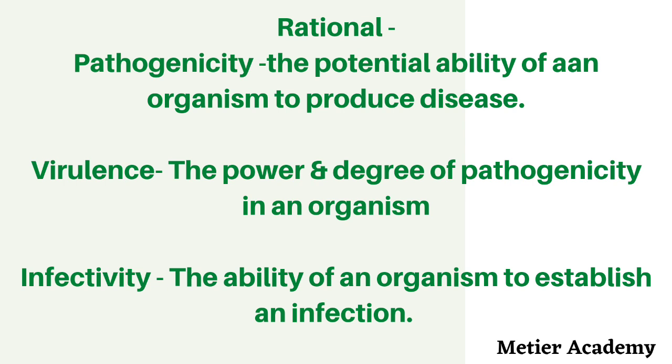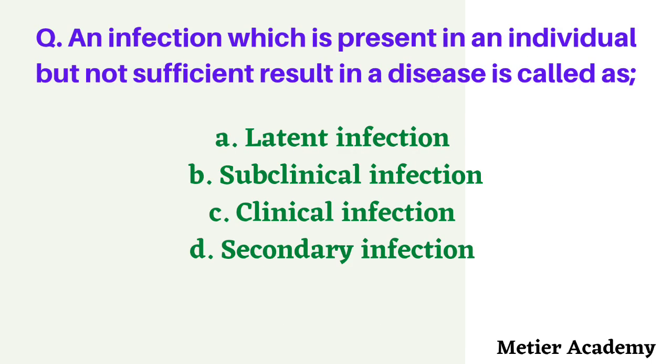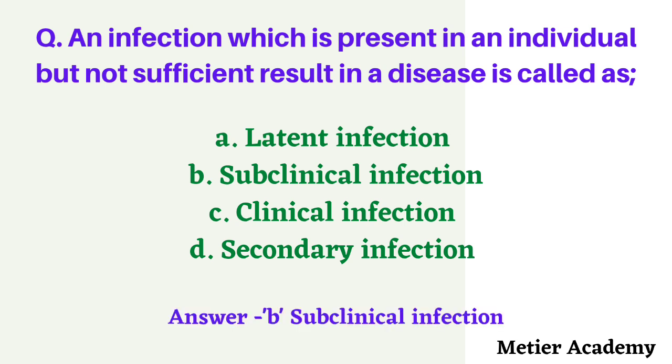Infectivity means the ability of an organism to establish an infection, how it is going to infect him as well as others. The next one is an infection which is present in an individual but not sufficient to result in a disease is called as. Options are latent infection, subclinical infection, clinical infection, secondary infection. And here the correct answer is option B, subclinical infection.